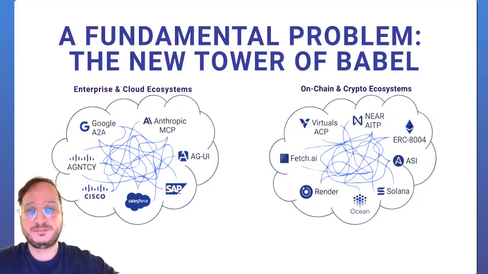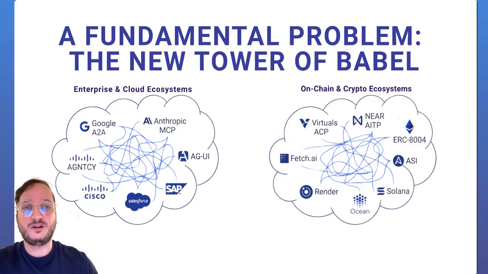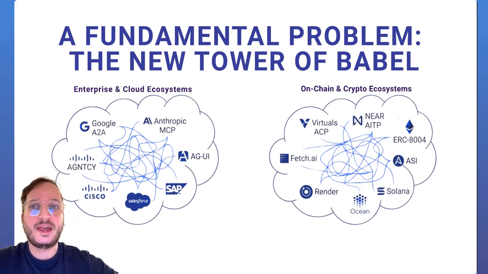or agent development. So today, there's a fundamental problem, a new Tower of Babel, essentially. We have all these different disparate services and AI tooling, communication protocols, and registries. We have things like MCP, A2A, Agntcy, Salesforce, AG-UI, and then on the Web3 side, we have ACP, ERC-8004, ASCII, Render, Fetch.ai, and so forth. And they're all doing really great things.